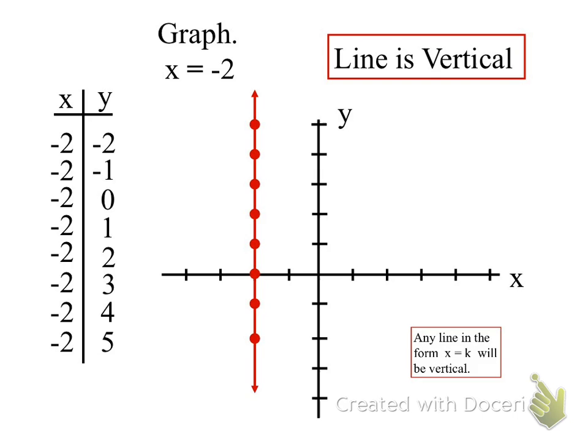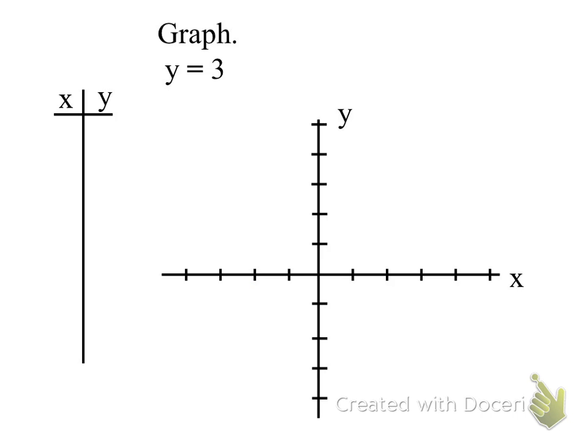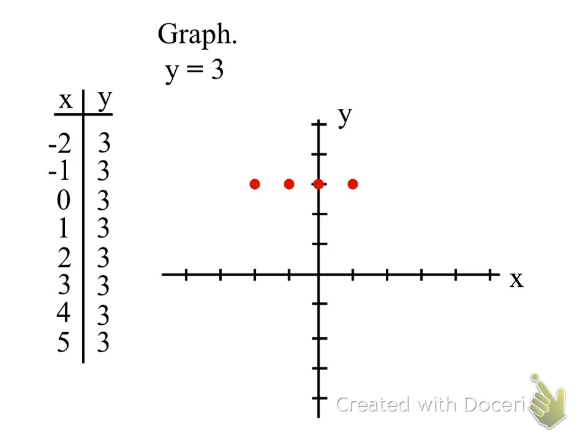Okay? Now, if y equals 3, this time what am I setting? Rogelio? So y is going to be all threes. And I choose my x's this time. And it will be the opposite. Horizontal.